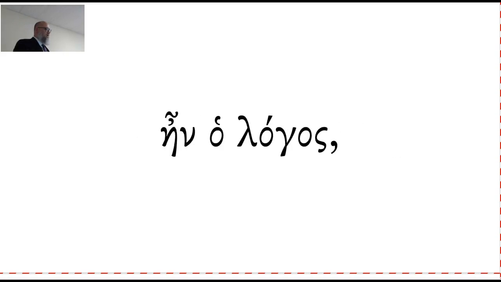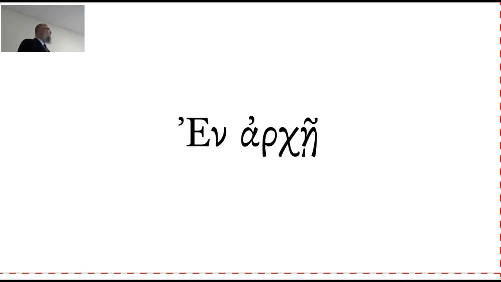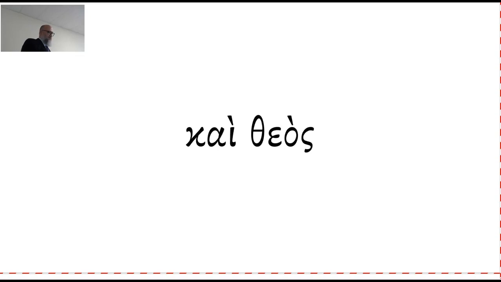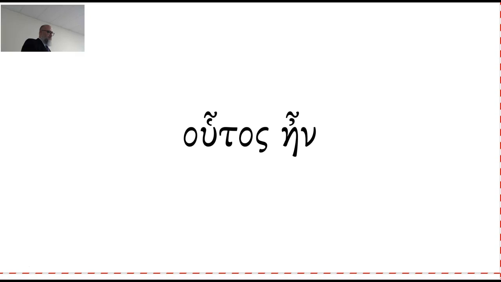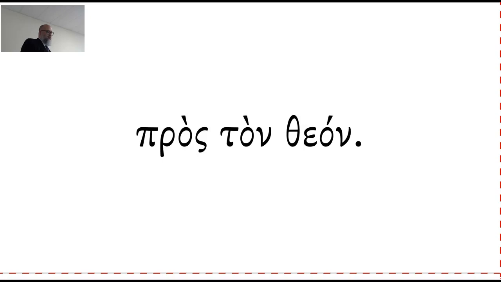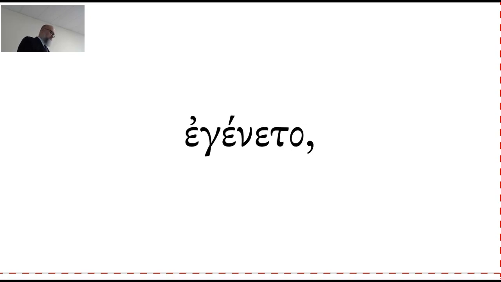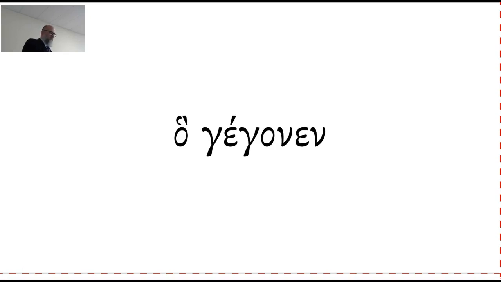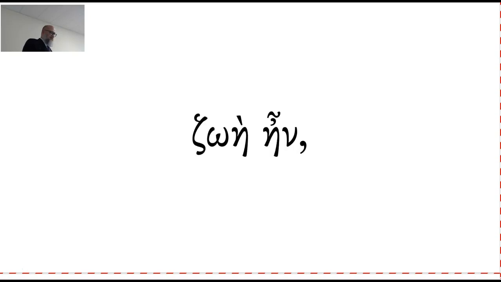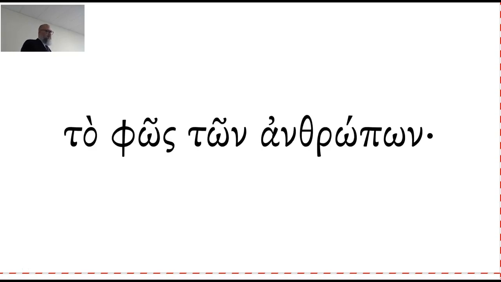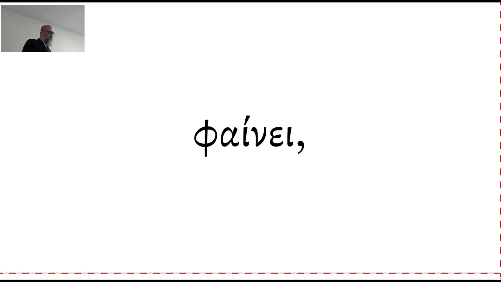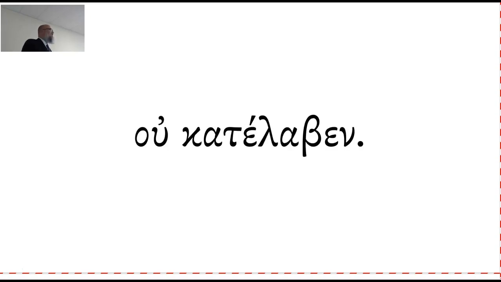All right, let's see if we can speed read this a little bit. I'm gonna flash it. You translate it. In the beginning was the Word, and the Word was towards God, and God was the Word. This was in the beginning with God. All things through Him came into being, and without Him nothing came into being, not even one thing. What has become in Him was life, and the life was the light of men, and the light in the darkness shines, and the darkness did not take it down.